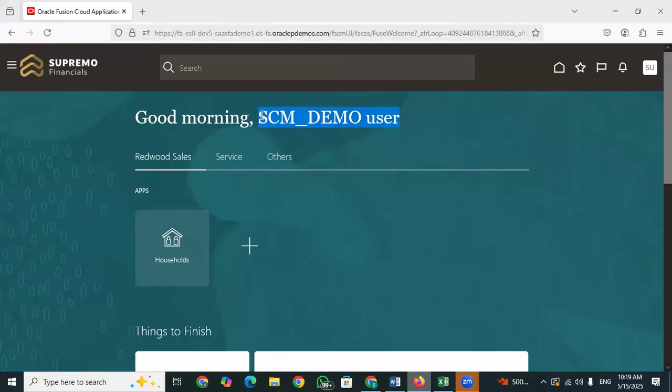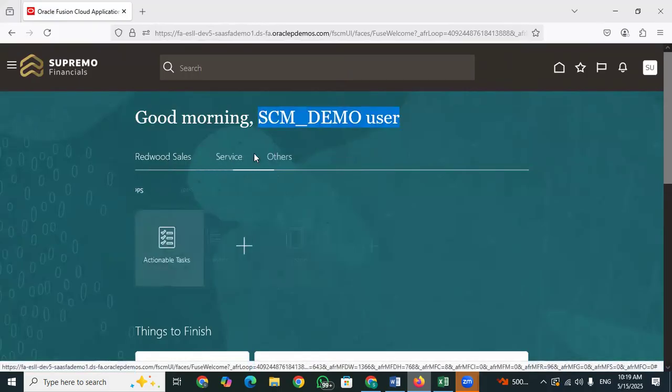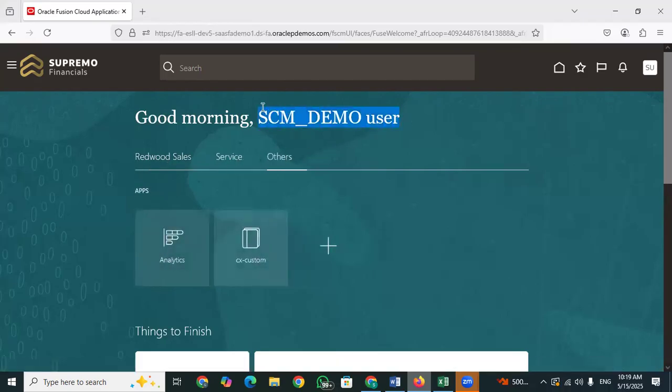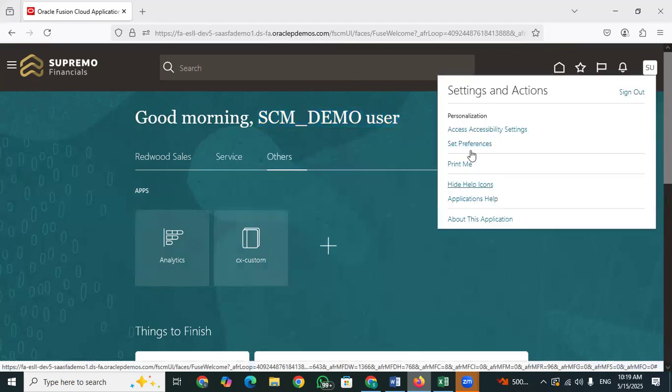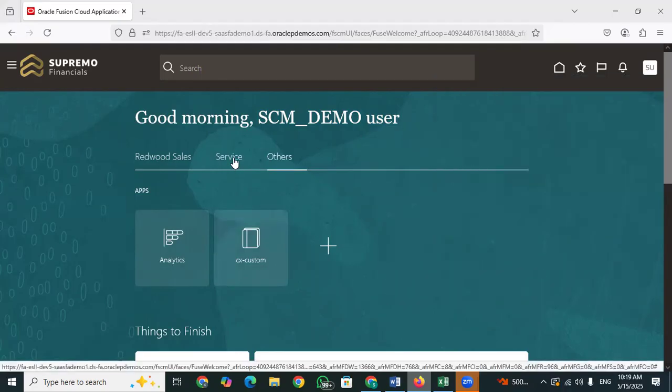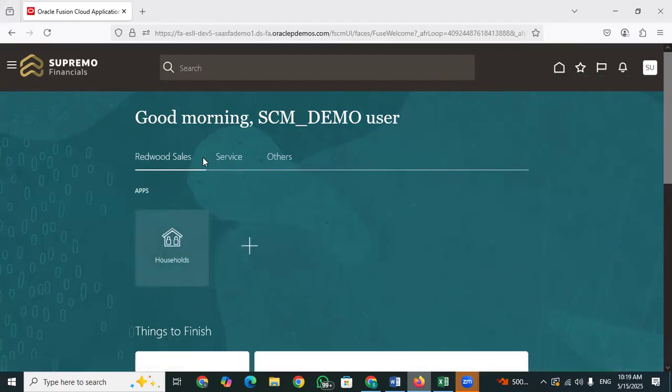SCM demo user account is created, but there are no options. The previous user had a lot of options, but here there is no option. Why? Because we have not added any roles to this user. Roles are nothing but responsibilities, duties. That is the reason this user is not getting any options. Even here you can see there are not many options. So once you receive this server, first log in with our credentials and create your user account. That is the best practice.